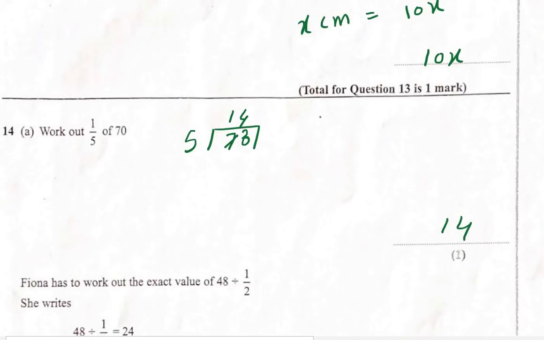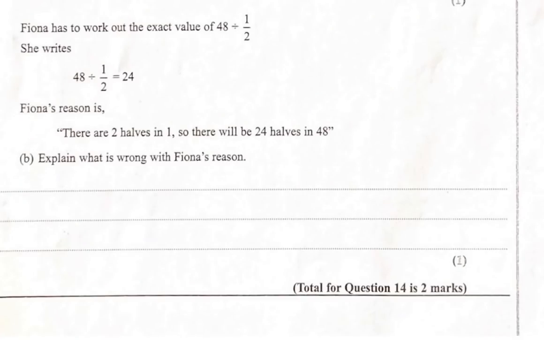In this part, Fiona has to work out the exact value of 48 divided by half. She wrote 48 divided by half is going to be 24. Fiona's reason is there are two halves in one, so there will be 24, and 4 halves is 48. So let's work out what she got wrong.